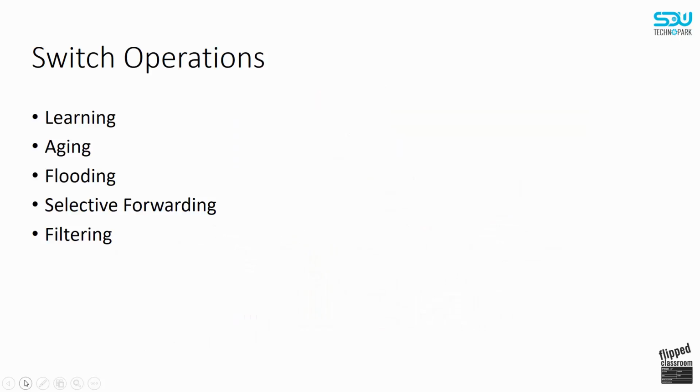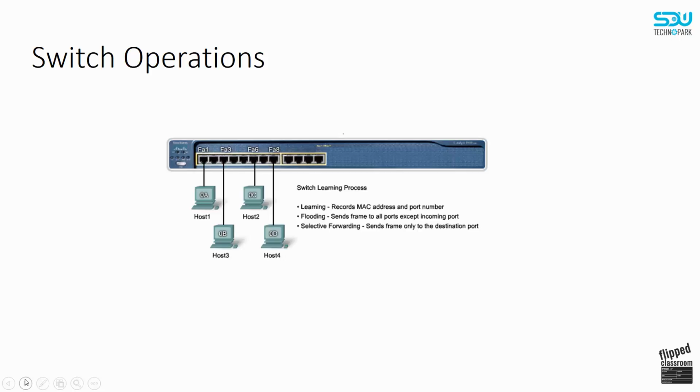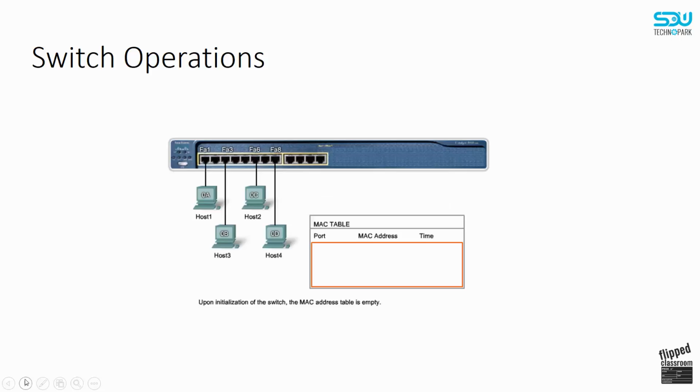Alright, let's continue. We have switch operation modes. They are learning, aging, flooding, selective forwarding, and filtering. Let's take a look at these different modes of the switch port: learning, flooding, and selective forwarding. First of all, when you turn on the switch, there is a MAC address table, but it's absolutely empty.